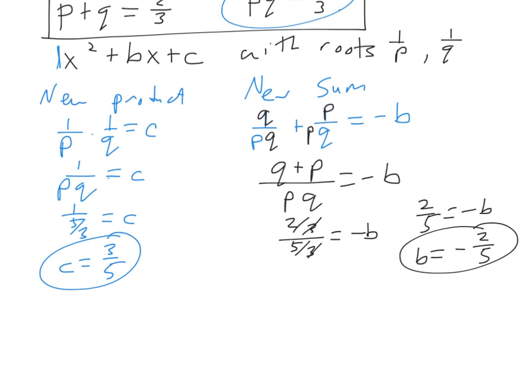Now that I have those two pieces of information, I can put them together to write the quadratic that they wanted. x squared minus 2/5 x plus 3/5.